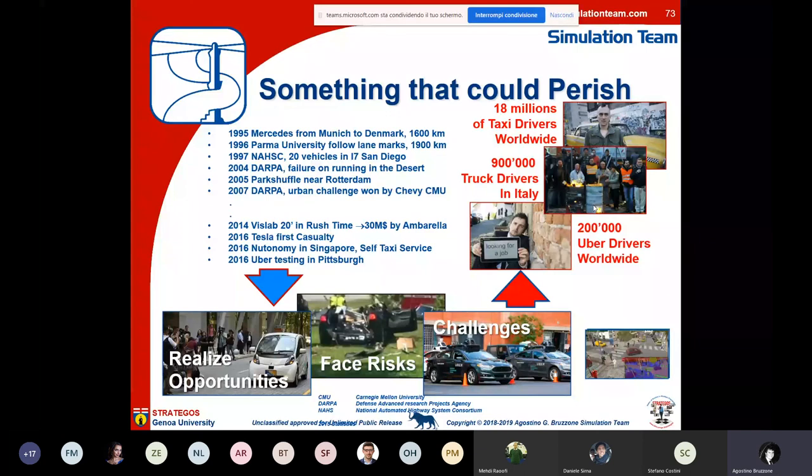In 2016, nuTonomy in Singapore was demonstrating a self-driving taxi service. Uber was carrying out experiments on that. There were new cars with self-driving capability. Four years have passed, and we still don't have it. But let's assume we make it work, because sooner or later it will happen, okay?